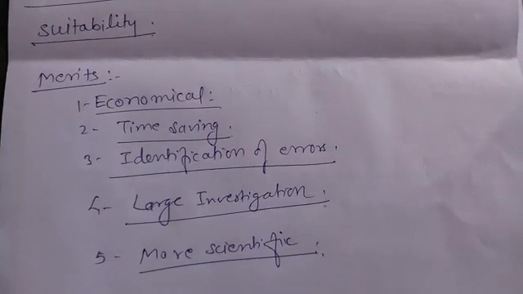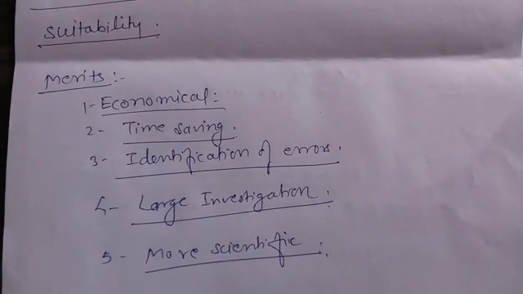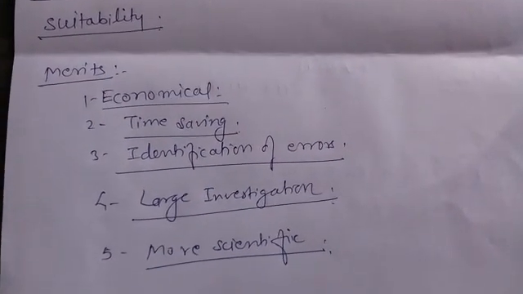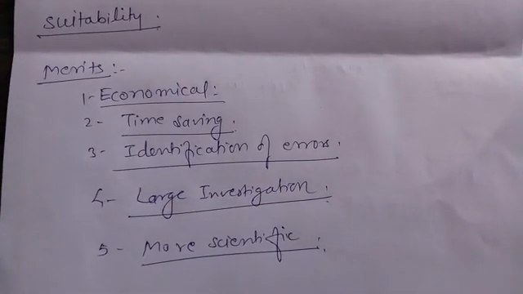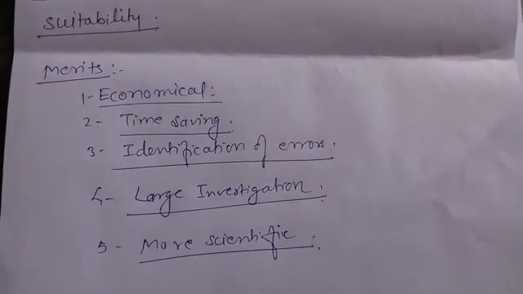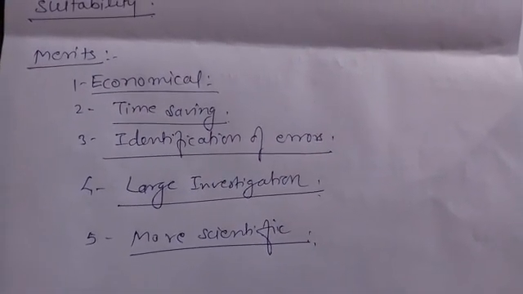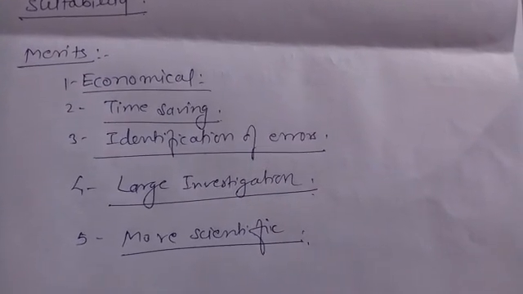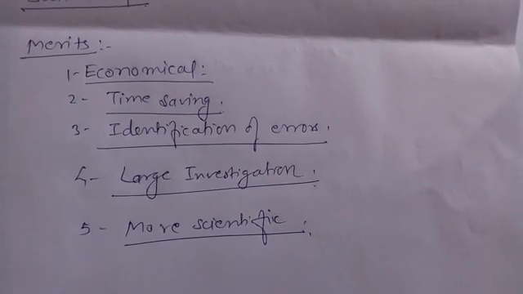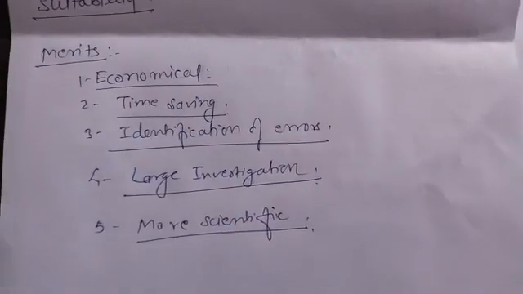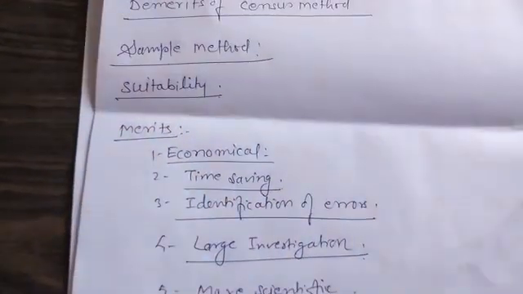Identification of errors, because some samples are selected by the investigators, so it is easy to find out the mistakes in that. Large investigation, because investigation is done on the basis of the samples, so large investigation can be done, or we can say that a large part of the universe can be examined by using sample method. More scientific, and sample method is more scientific than census method.